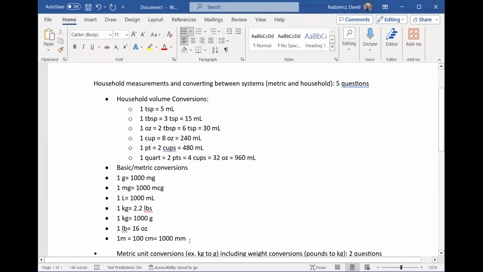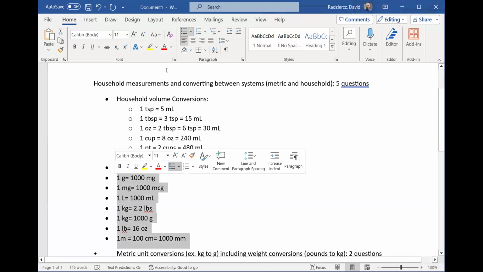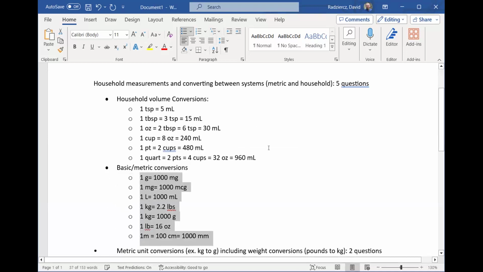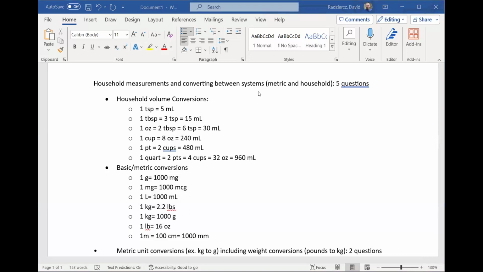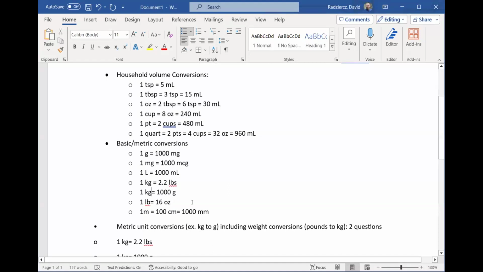And then for your metric conversions, this is where you're just staying within the same metric system. The metric conversions that you need to know are converting grams to milligrams, milligrams to micrograms, liters to milliliters. Now technically, this is considered household to metric, or metric to household conversions, but we'll just leave it here since it's there.